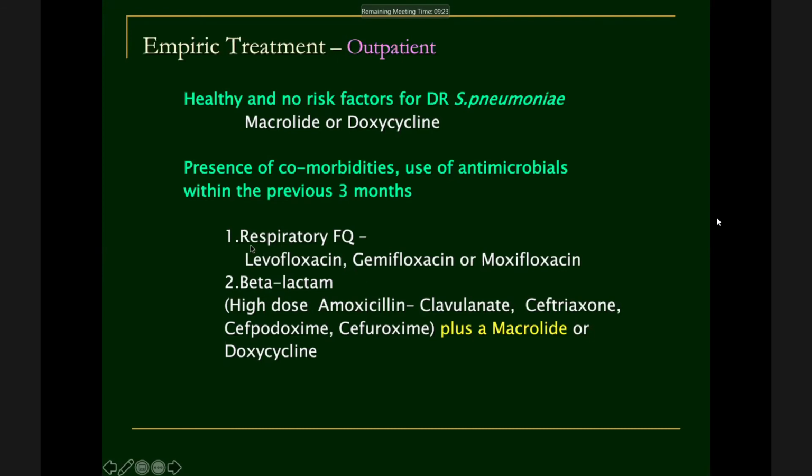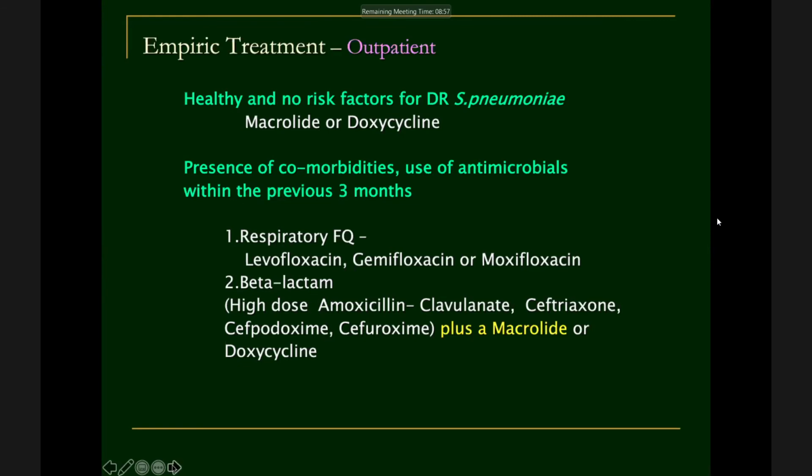In that you can use respiratory fluoroquinolones like levofloxacin, gemifloxacin, or moxifloxacin, or you can use the high dose amoxicillin-clavulanic acid combination, or you can use ceftriaxone, cefuroxime, plus you can add the macrolide, that is azithromycin, or you can use doxycycline. So that's the one regimen that you are going to use.